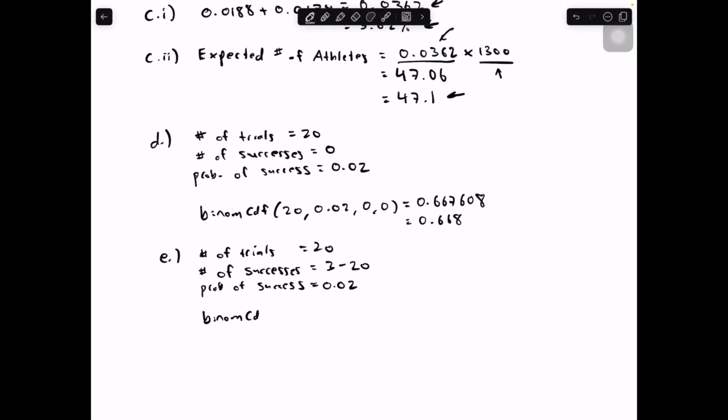What did we perform? Binomial CDF, 20 trials, probability of success 0.02, and the range is from 3 to 20. And the result was 0.007069. To 3 significant figures, remember, a significant figure only begins after a significant digit. So this is 1, 2, 3, and so 0.00707. There we go. Okay, not a bad question.